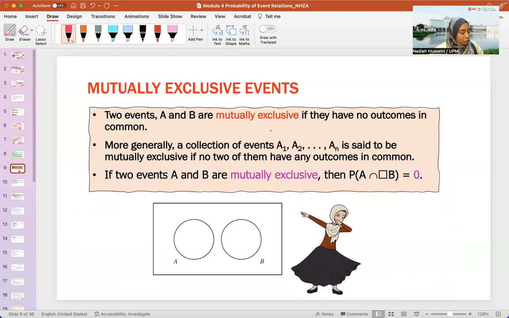Okay, so now we're moving on to mutually exclusive events. After this topic, we're gonna take a 7-minute break or 10 minutes. We talked about mutually exclusive events in the previous lecture, and I did not use a Venn diagram, and I realized that it was quite confusing, so I'm going to repeat myself here. Two events A and B are mutually exclusive if they have no outcomes in common. More generally, a collection of events A1, A2, etc., A subscript N is said to be mutually exclusive if no two of them have any outcomes in common.